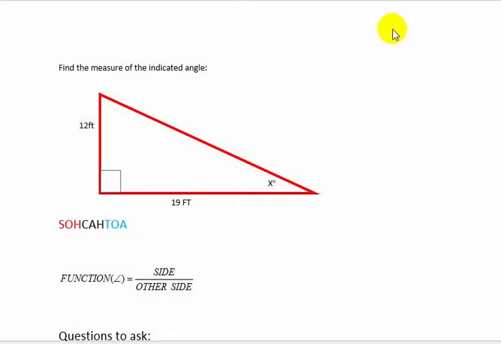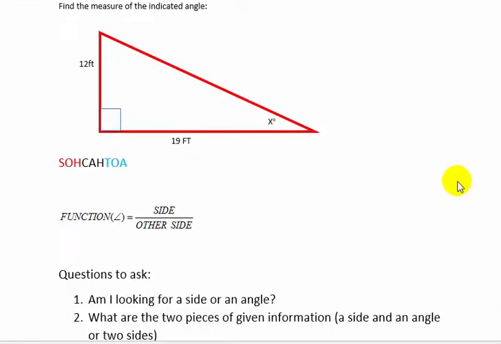In the first trig functions video, we learned how to find a missing side of a right triangle if you know an angle other than the right angle and you know one of the sides. In this video, we're going to learn how to find an angle, not the right angle, obviously that's always 90 degrees, but one of the other two angles if you know two of the sides of a right triangle. We're still going to use SOHCAHTOA, we're still going to use the function of the angle equals side divided by other side, and we're still going to use the scientific calculator. So let's get to it.